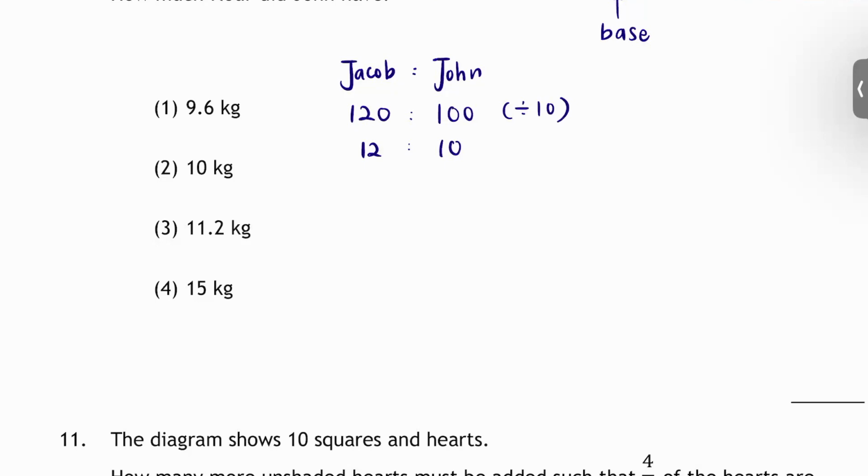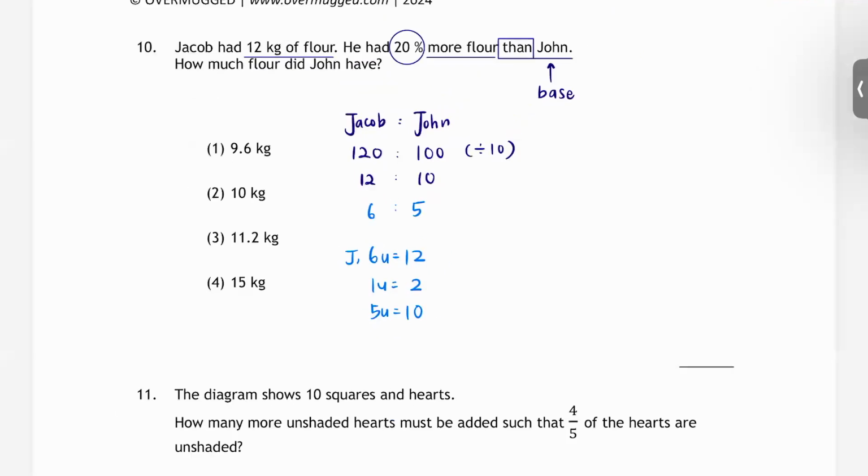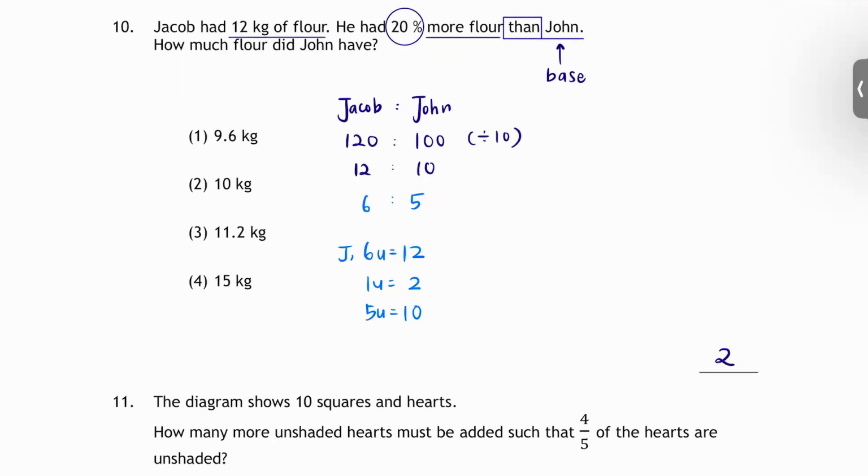Now, another way of thinking about this, I'll do it in a different color, is we reduce it further and we'll get 6:5. So this means that 6 units, Jacob, is 12 kg. We can solve for 1 unit and we can find John. Oops, they're both J's. So John will be 5 units, which is 10. Okay, so 2 methods in order to get your answer of 10 kg. Option number 2 is the answer.